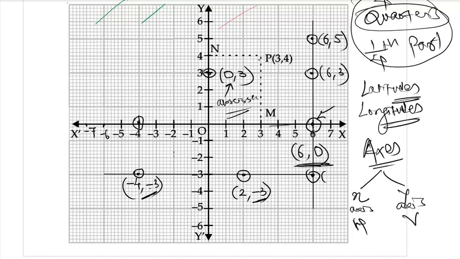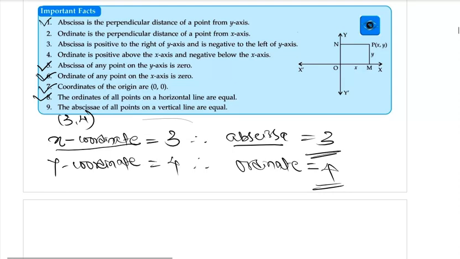Then this point, right? What is the x coordinate of this point? 6. What is the y coordinate? -3. This point. What is the x coordinate? 6. What is the y coordinate? -5. Right? So 1, 2, 3, and 4. We have got 4 points whose x coordinates are all the same, abscissa same, and y coordinates different. Why? Because they all lie on the same vertical line. So that is point number 9. The abscissa of all the points on a vertical line are equal. So all the points are covered over here.